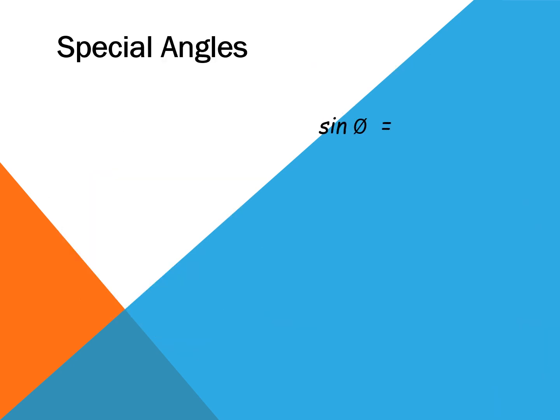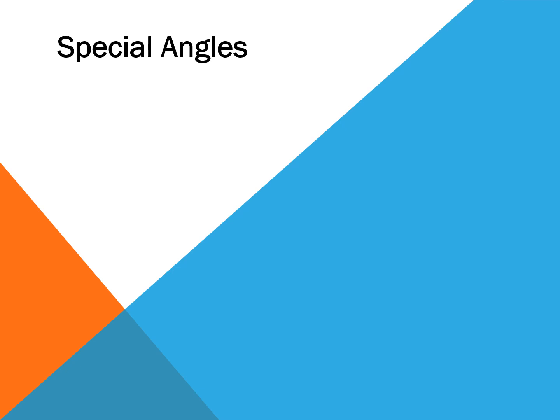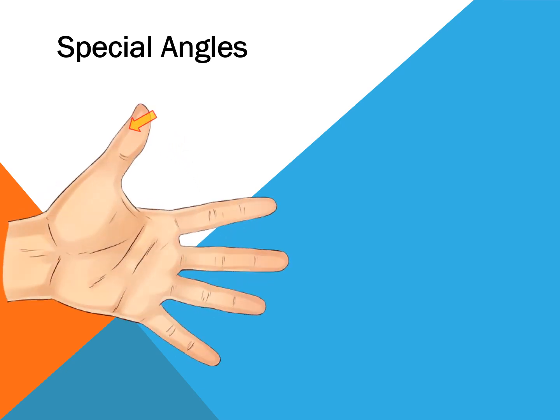But using your left hand, sine theta is equal to the square root of fingers below over 2. So from your left hand: 90 degrees, 60 degrees, 45 degrees, 30 degrees, and 0 degrees. We will take the sine of all these 5 special angles. Again, we will start from your thumb, which is 90 degrees. Sine theta is equal to the square root of fingers below over 2. So we will just count the number of fingers below the arrow of a degree.